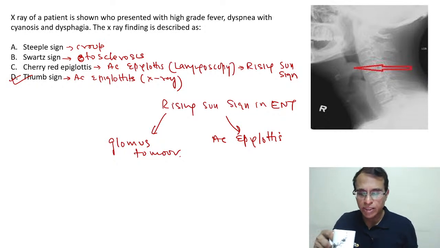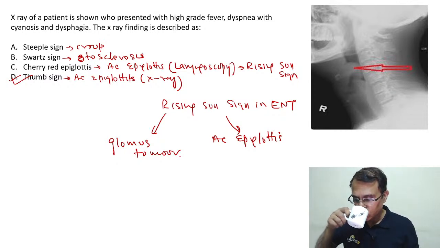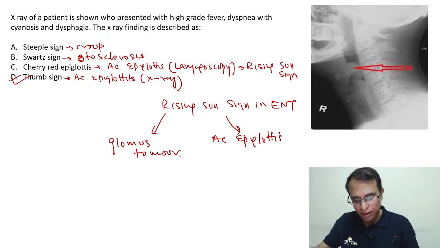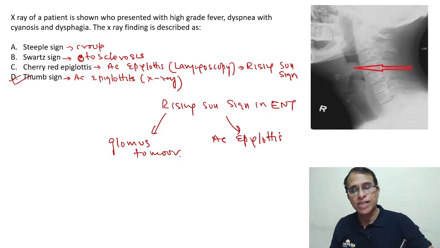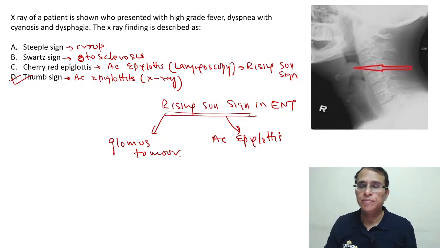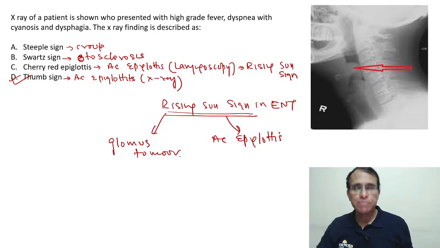So it's a very popular sign. It was not an image based question last year, but they can give you the image also. Both these images are very important. But the interesting thing that I find here is that there are two rising sun signs in ENT. So that can be interesting sometimes. Yes, Nasira says that croup is caused by a parainfluenza virus. Absolutely correct. True.